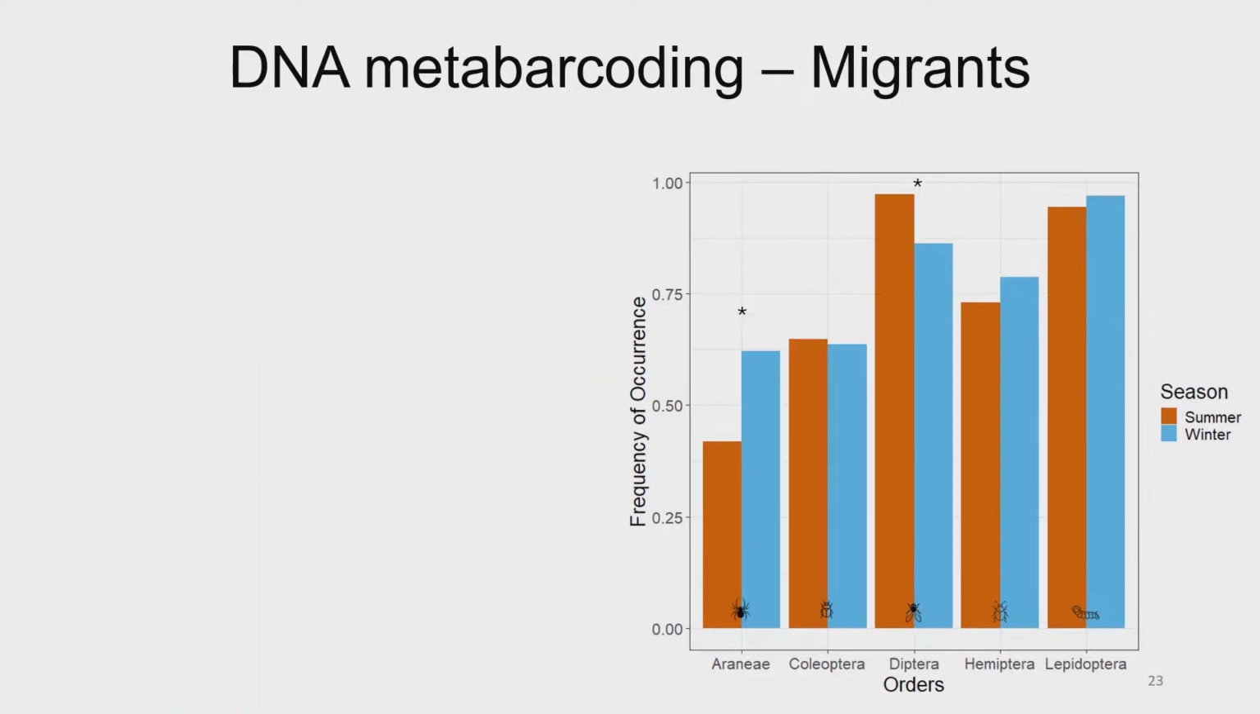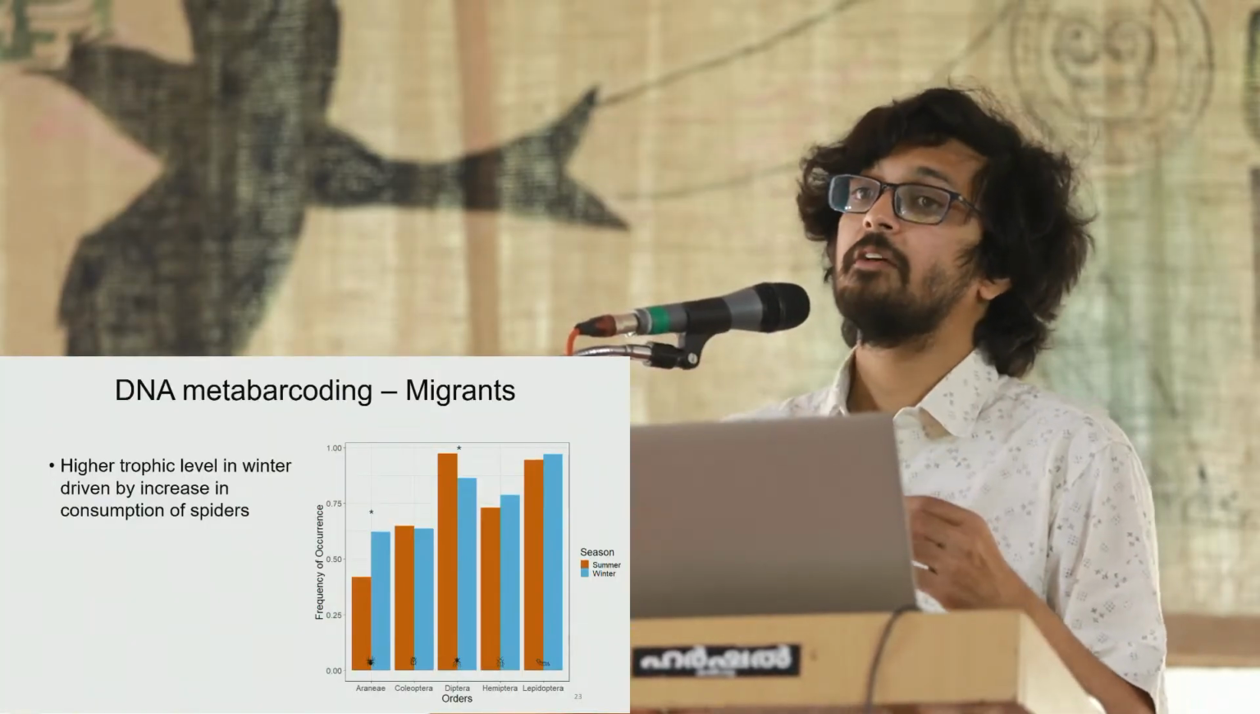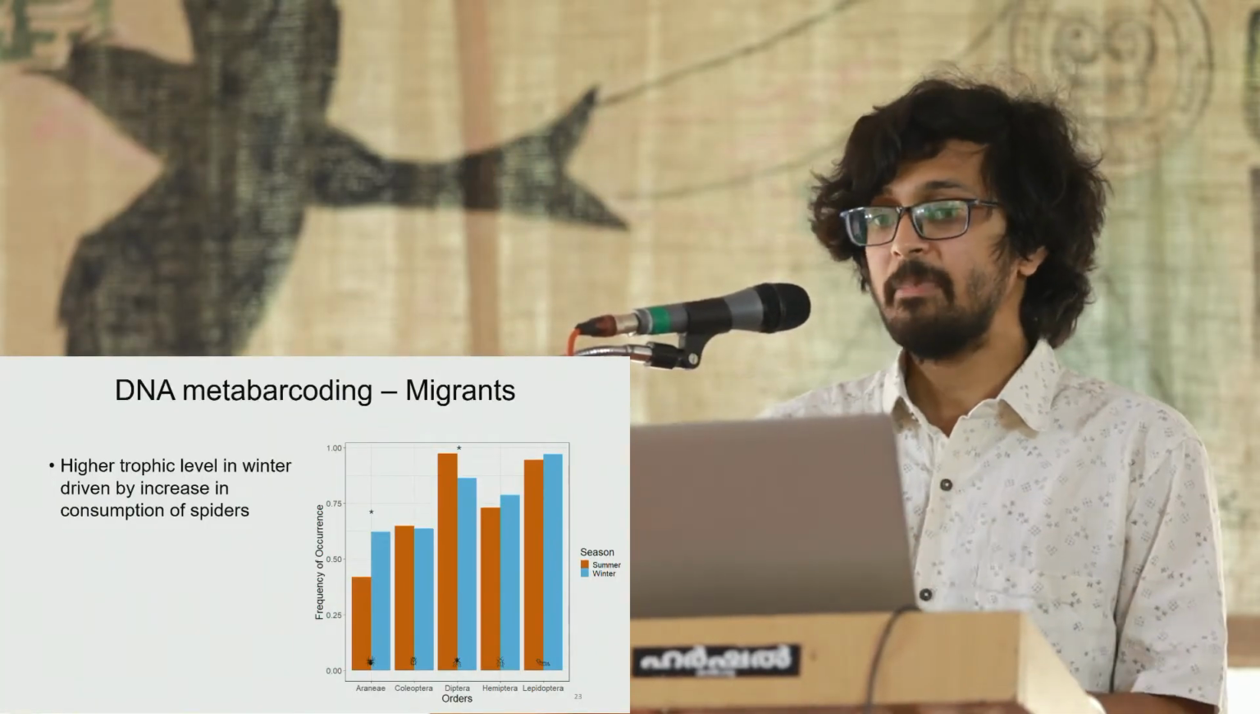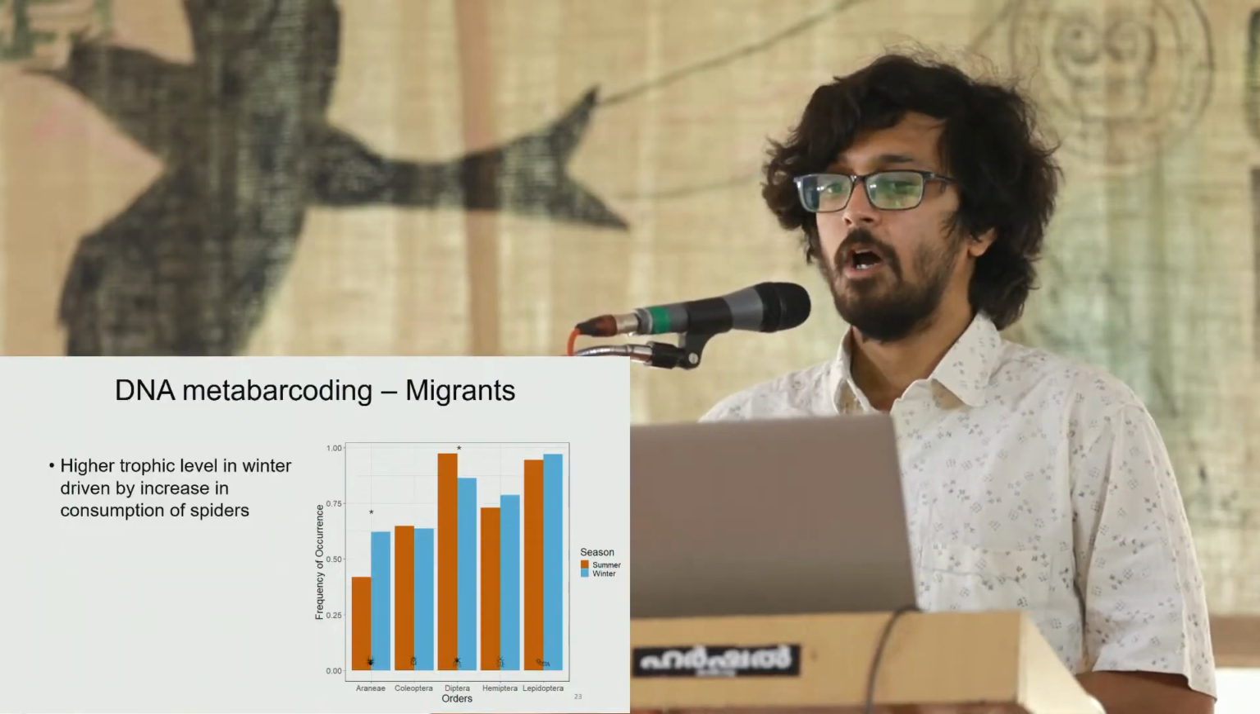When you compare this to migrants, you saw that they have very similar trophic levels in the summer and winter, with a slightly higher trophic level in the winter. And this makes sense because over here you can see that for most other orders, they're eating very similar amounts of caterpillars, bugs, beetles, all of them, but they're eating slightly more spiders in the winter. That may be the reason why the trophic level of migrants was higher in the winter, because spiders tend to be more carnivorous. So if a carnivorous bird is eating something carnivorous, the trophic level goes even higher.